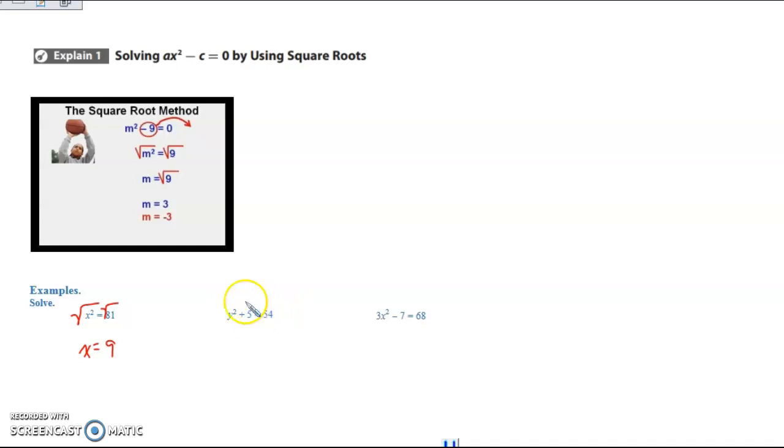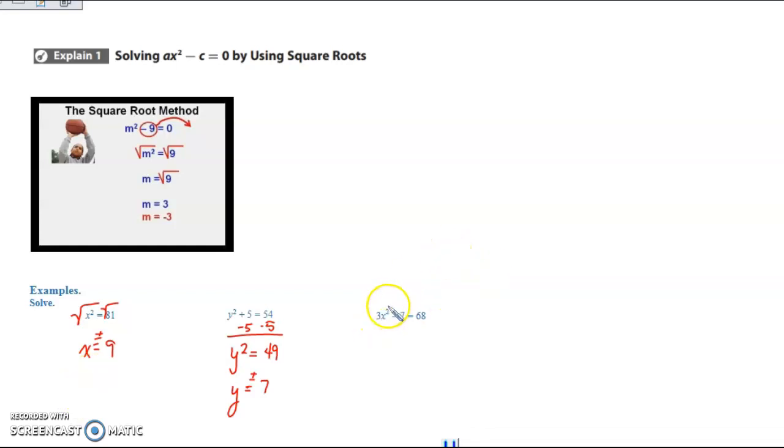This is one where I need to do some movement because I need to get this over here. So I'm going to subtract 5 from both sides. y squared equals 49. The square root of y squared is y. The square root of 49 is 7. And this is going to be a positive or negative. Going back to this, positive or negative.